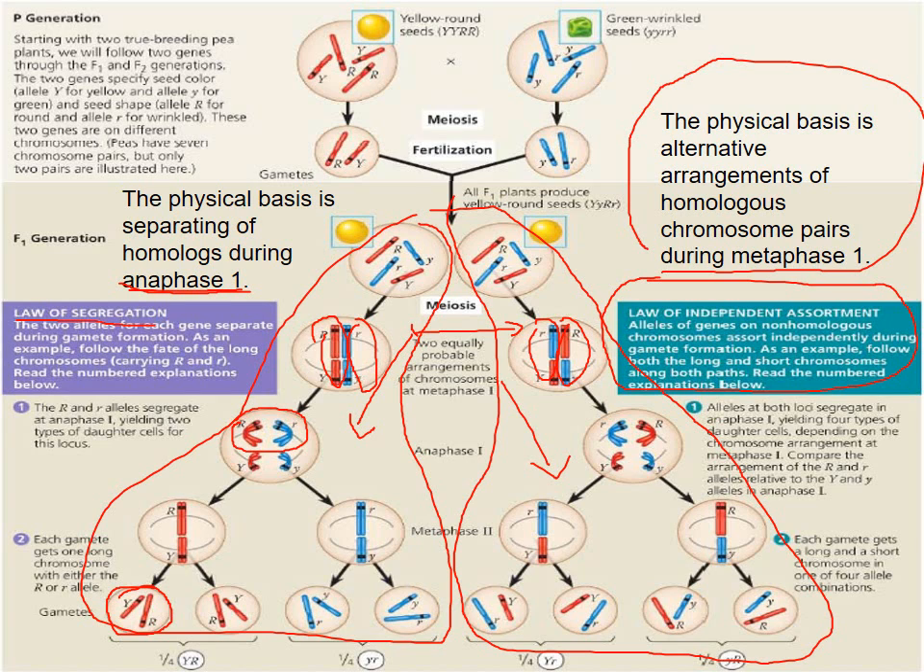And when I ask you about why there's so many different types of gametes that exist, yet we don't always see them in a picture, you should know that's because of the law of independent assortment, which happens about metaphase 1 because of the different arrangements that exist.